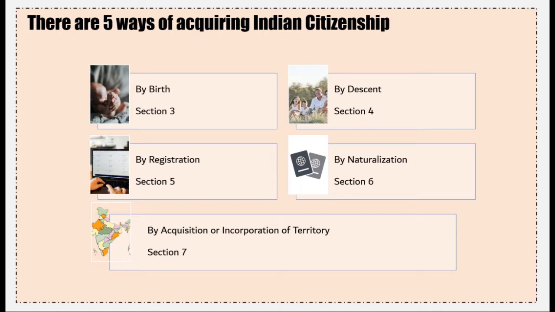Third, by registration, Section 5. The Ministry of Home Affairs of the central government on application may register a person as a citizen of India if they belong to the following categories. A. If a person is of Indian origin who has been residing in India for 7 years before applying for registration. B. If a person is married to an Indian citizen and is residing in India for 7 years before applying for registration.